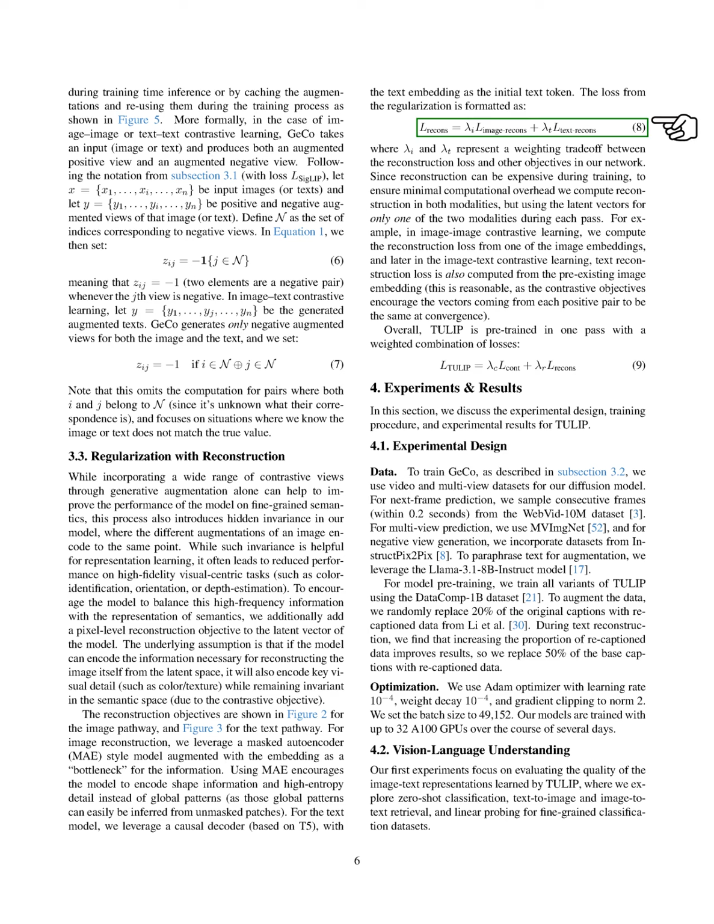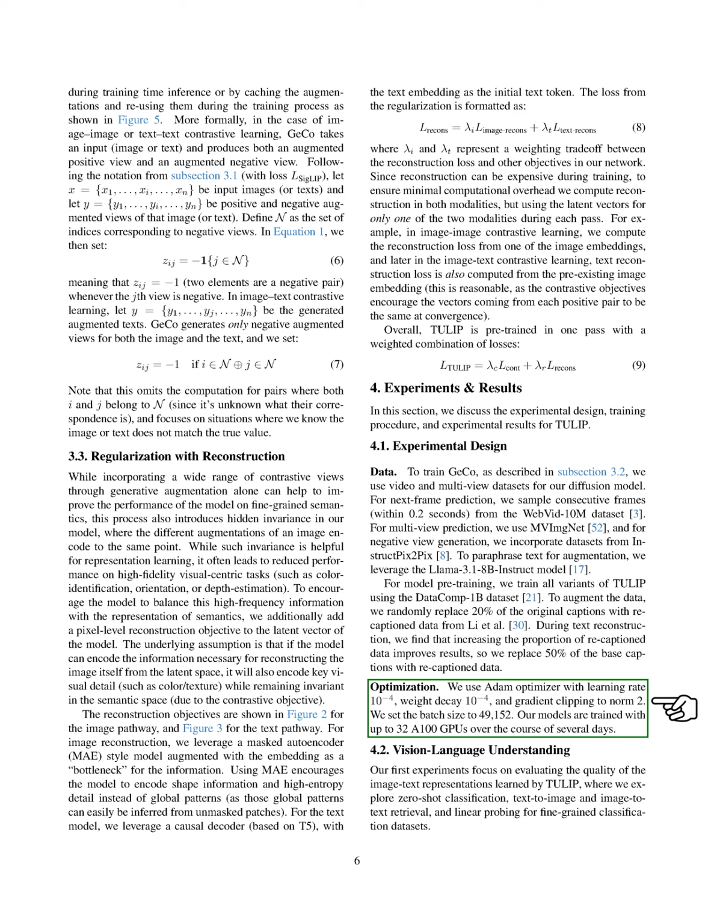Section: Experiments and Results. In this section, we discuss our experimental design, training process, and results for TULIP. For optimization, we utilize the Adam optimizer with a learning rate of 0.001, weight decay of 0.001, and apply gradient clipping to a norm of 2. We set our batch size to 49,152 and train our models using up to 32 A100 GPUs over several days.